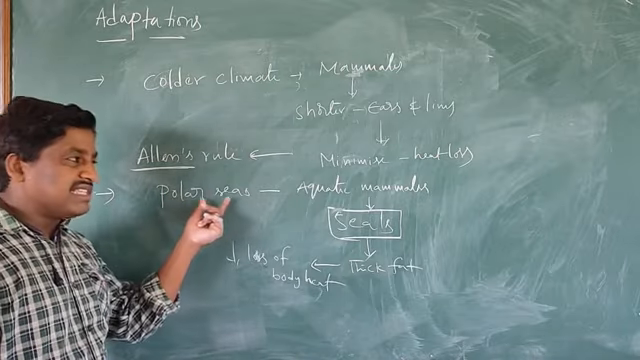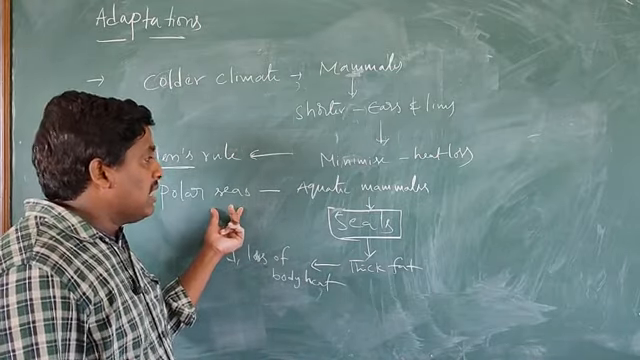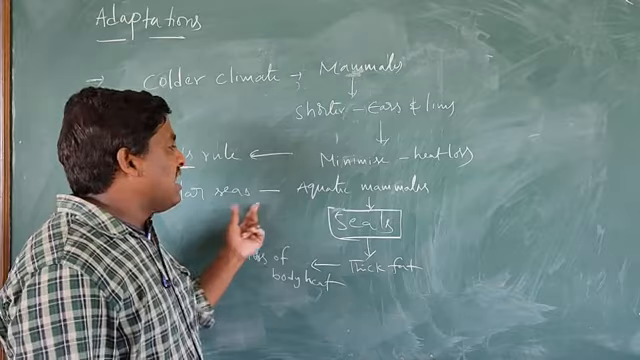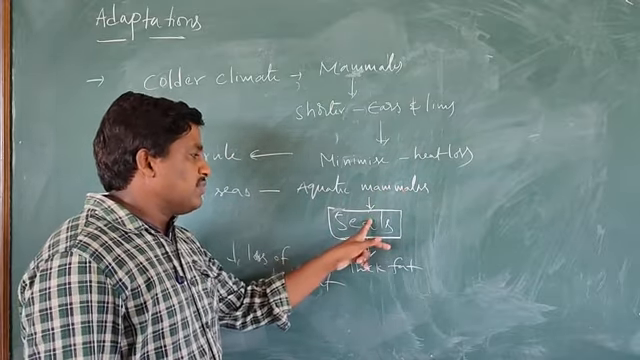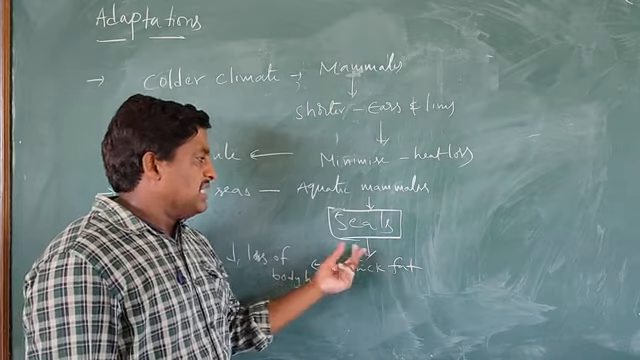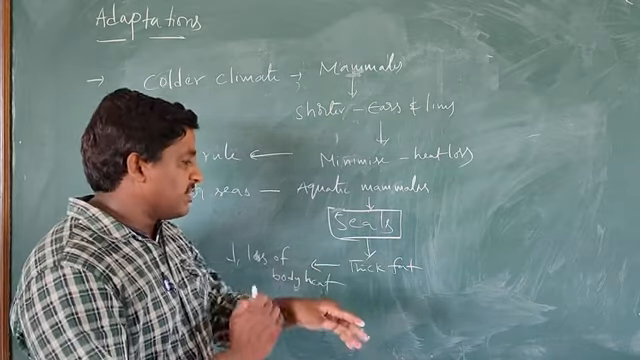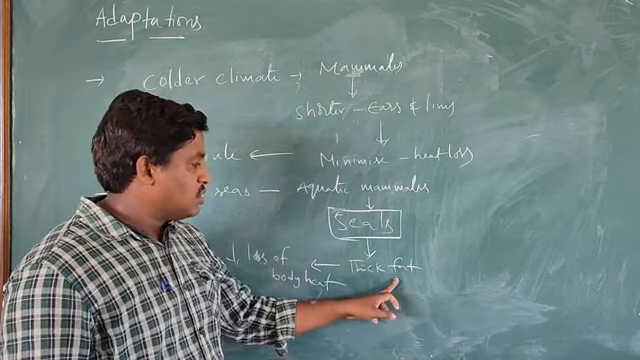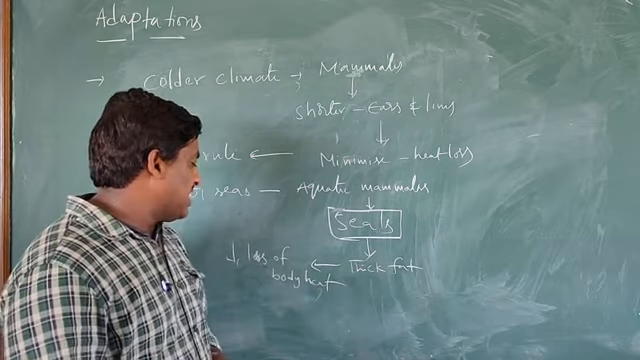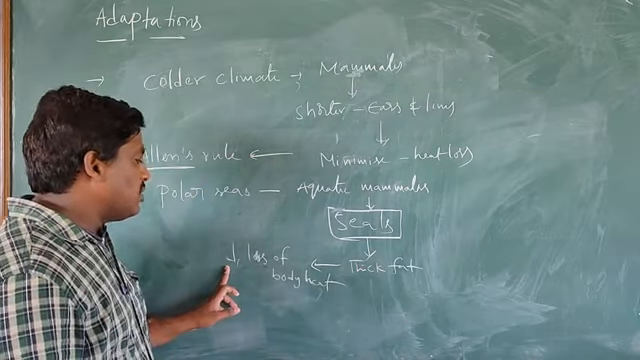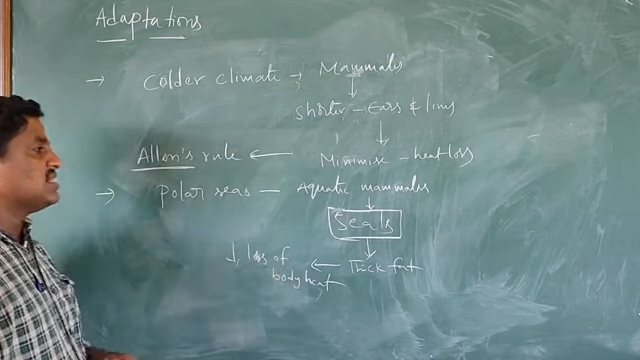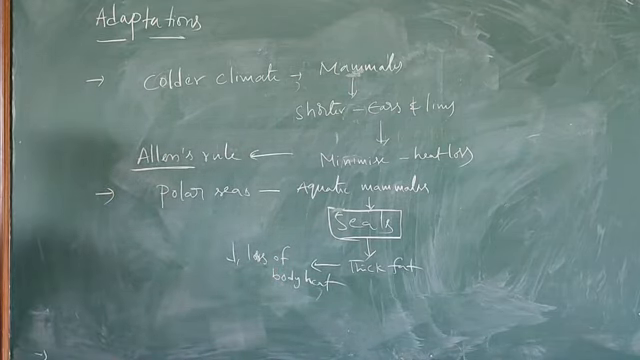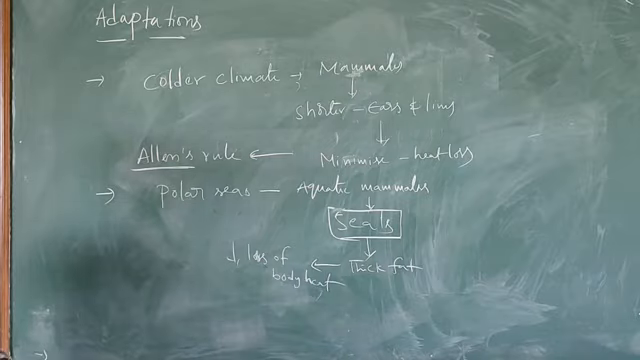So in the polar seas, in some of the aquatic animals, such as seals, the skin's inner side has a thick fat. So it acts as an insulator. So it reduces the loss of body heat. This is also one of the adaptation characters in the aquatic mammals in the polar seas region.